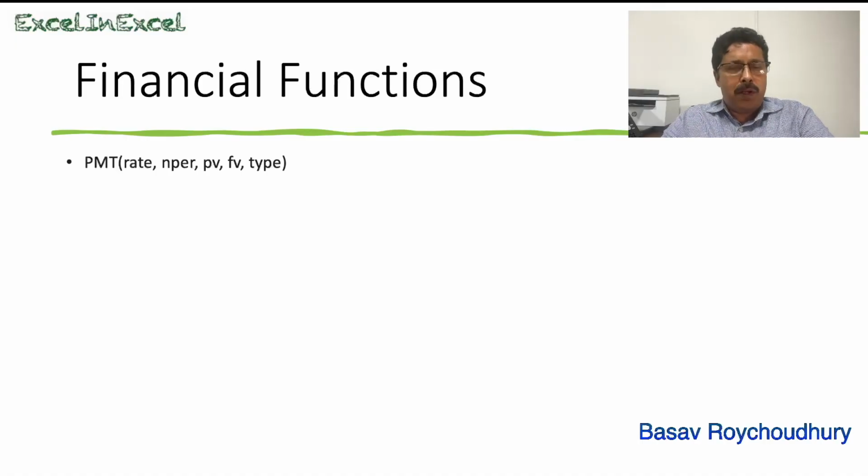What PMT does is it calculates a periodic payment value, right? So if I have taken a loan or if I am planning to take a loan, I know the loan amount, that is the PV. I know the period for which I am taking the loan, and I know the rate of interest. I want to find out what the EMI would be. In that case, I can use PMT. So let's take an exercise in Excel and do it hands-on.